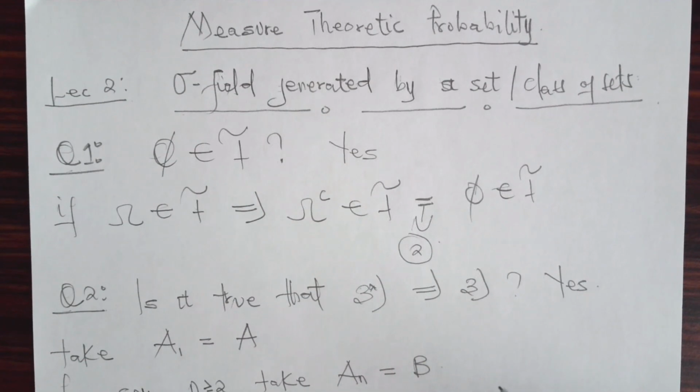Question 2. Is it true that 3 star implies 3? Remember, 3 was a condition for a field and 3 star was an extension of 3 for a sigma field. For condition 3 under a field, we needed a finite set, then its finite union should also belong to F. And by condition 3 star of the sigma field, we needed a countable union. So we extend this.